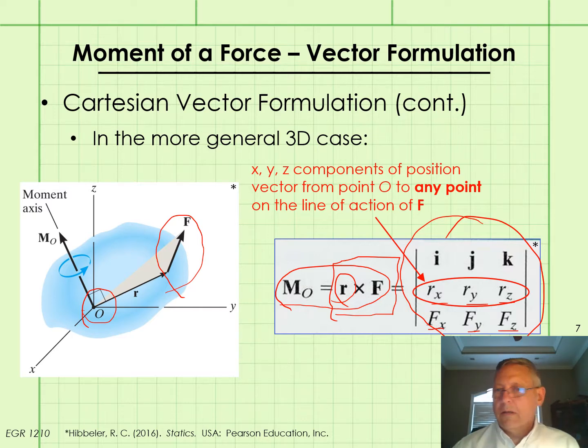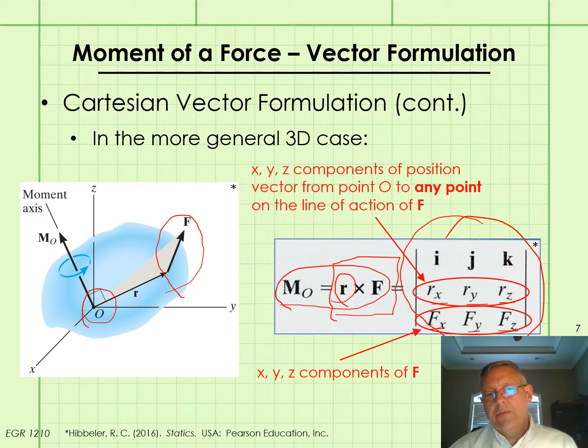And just to reinforce that here with these notes. And it's important, as we discussed earlier, the order of the vectors matters. It's always going to be R cross F, where R needs to be in the second row of the determinant and F needs to be in the third row of the determinant.